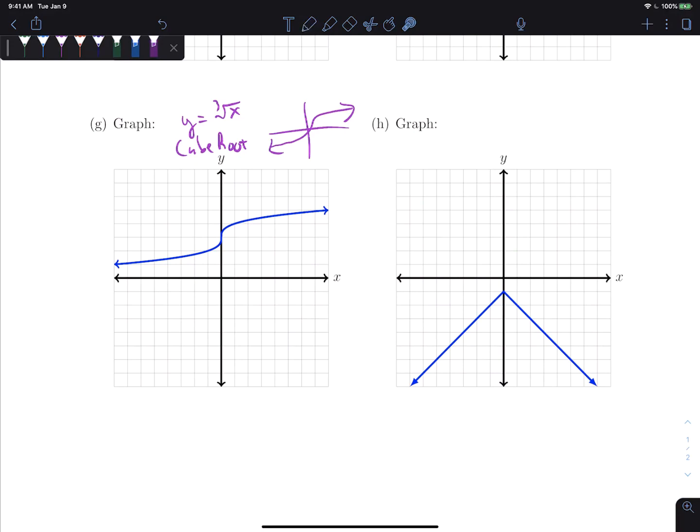Alrighty. As for the last one, notice that this one is a V shape. It's opening down, but it's still a V shape. So this is an absolute value function. So y equals the absolute value of x, and the name is absolute value. And the parent function looks like that.